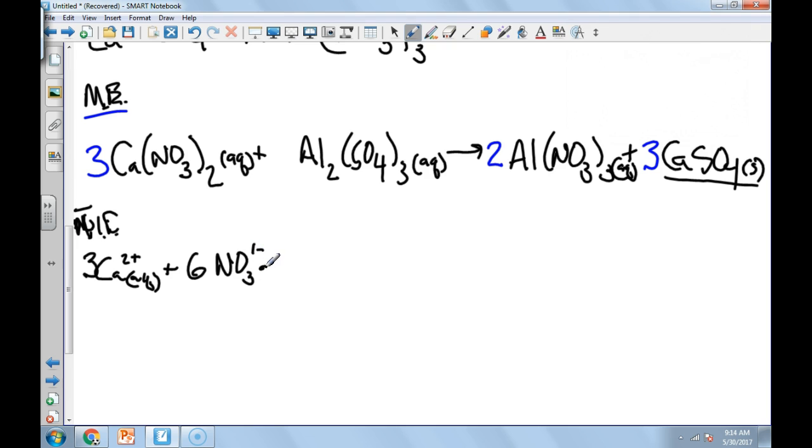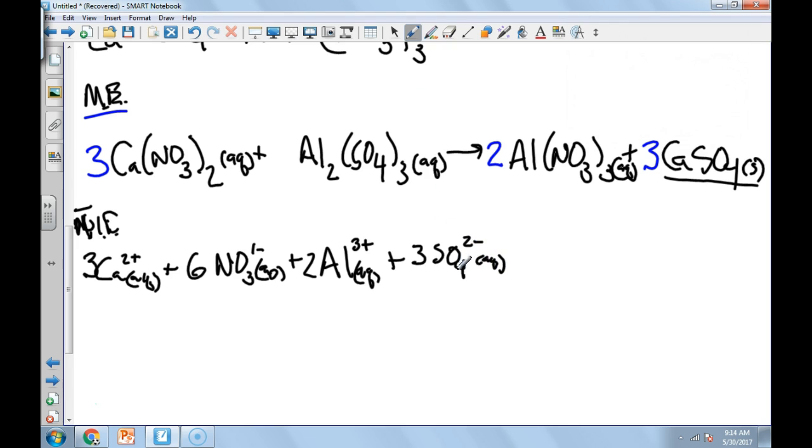NO3, 1 minus, and this is aqueous, plus, now this 2 doesn't stay with that, that comes out front because there's 2 aluminums, and the charge is 3 plus, and that's aqueous, plus 3 sulfates, SO4, 2 minus, aqueous.